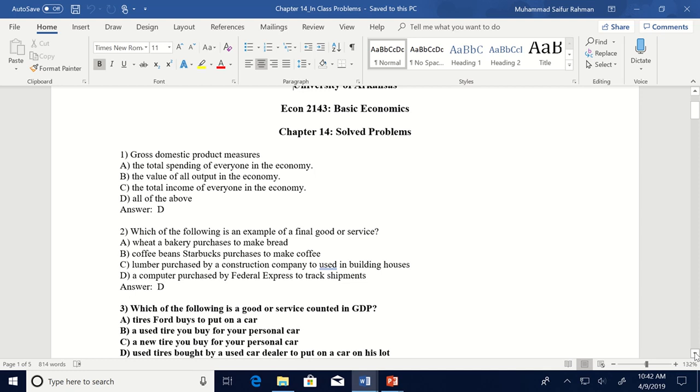Every other example here is an example of goods that should not be calculated in the GDP calculation because they are not new products. Right? Or they are raw materials or intermediary goods. Do we all see that? Any question?